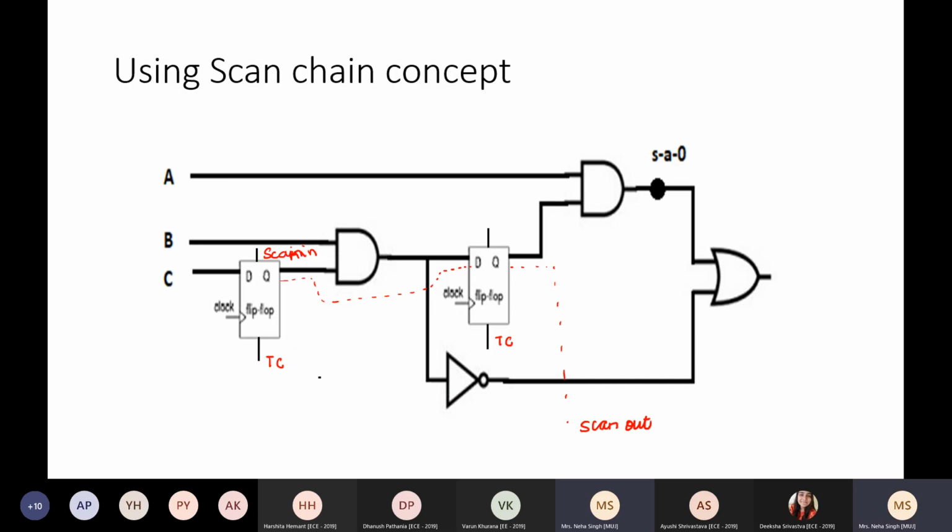Was it scan data at TC equal to 0, or at TC equal to 1? At TC equal to 0, scan data comes in. So my scan data will be supplied from here. That data will enter and go into the first flip flop. At the next clock edge, this will be transferred to the second flip flop. Then I'll put TC equal to 1. When I put TC equal to 1, it is the data for this C which will now come in here.